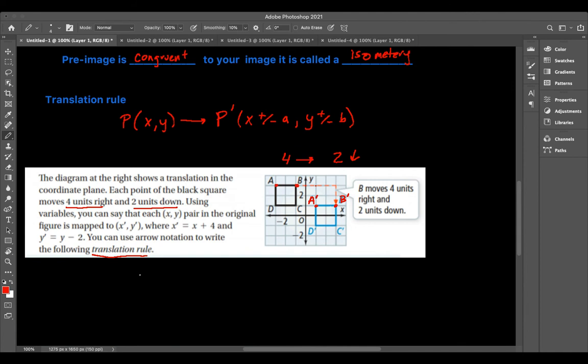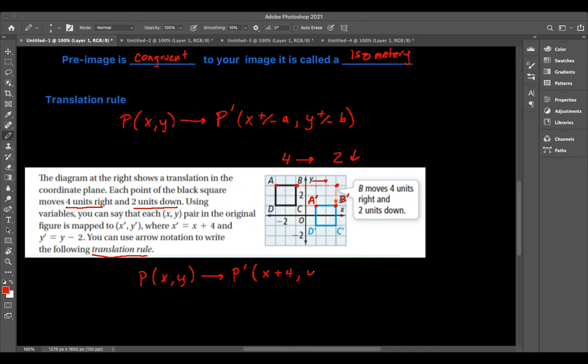Okay. All right. So what we said before was P, or the pre-image, x y, maps to P prime. Now we have x. Now the question is, what do we have to write for the x value? So it says 4 units to the right. If we start at B and we go 4 units to the right to this side right here, do we increase or decrease the x value? We actually increase the x value because we're going to the right. So that means we increase it. So we're going to say x plus 4.